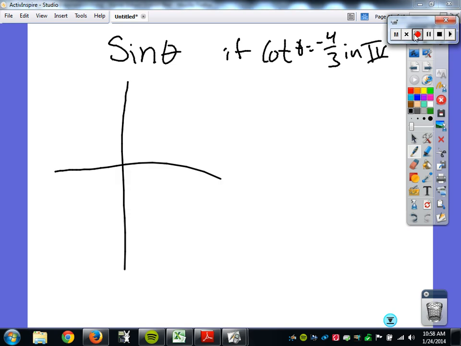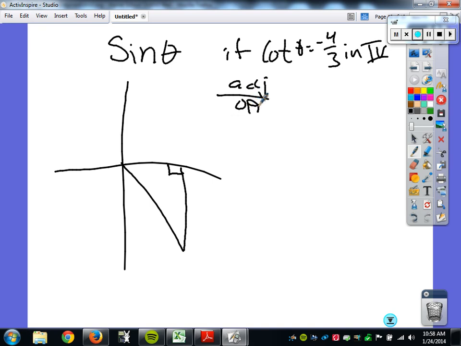Find sine of theta if cotangent of theta is negative 4/3 in quadrant 4. Okay, so I'm going to start my triangle. I know cotangent is adjacent over opposite, don't I? That is what cotangent is. Because that's cotangent, my adjacent is 4, he is negative 3. Does everybody understand why the 4 goes up on top and he's not negative?